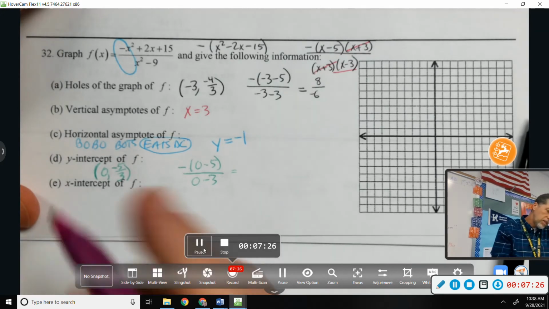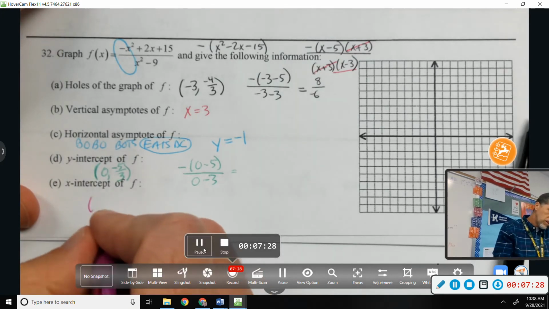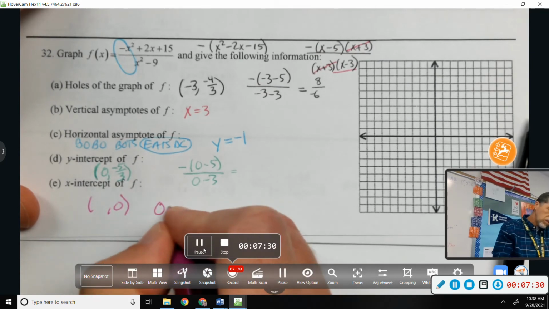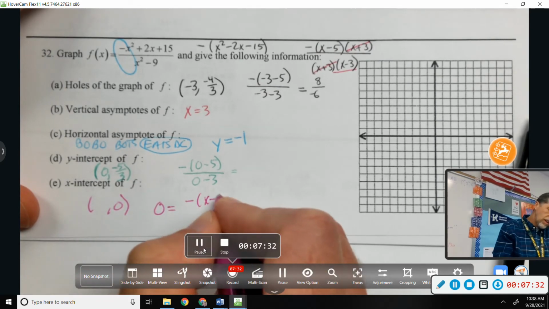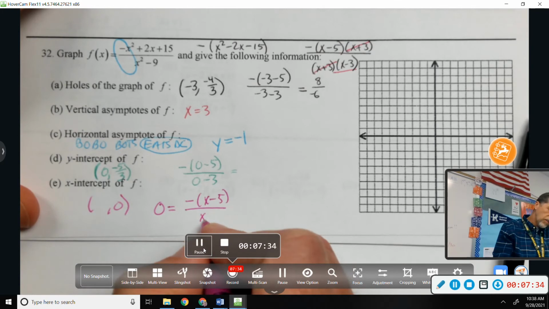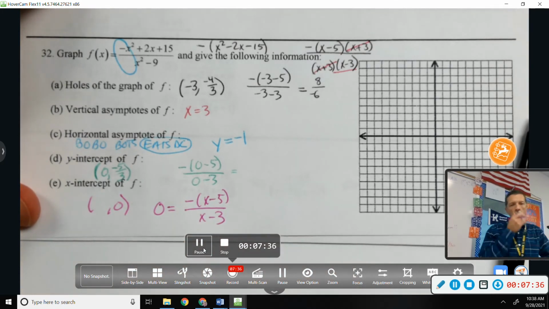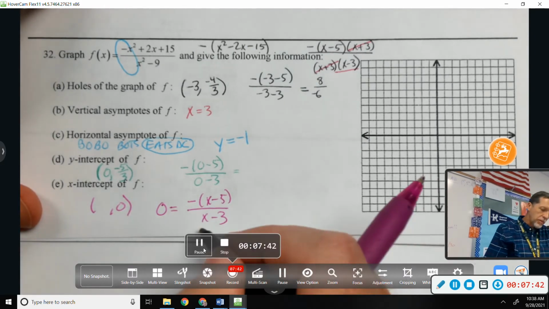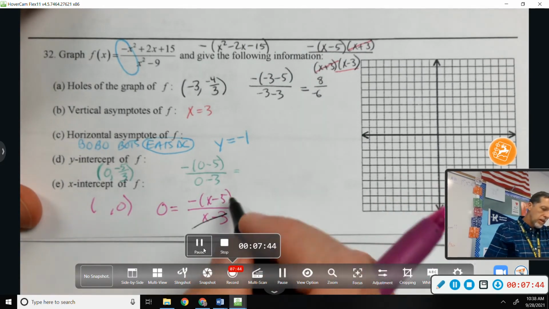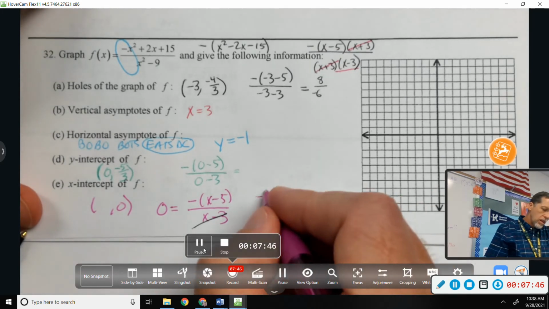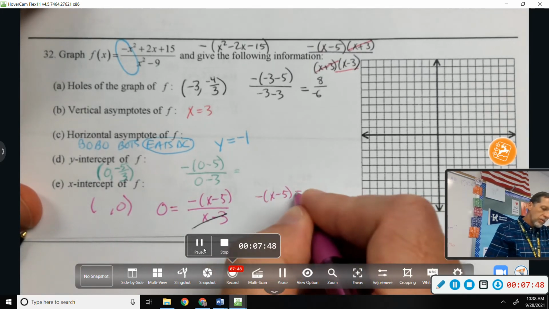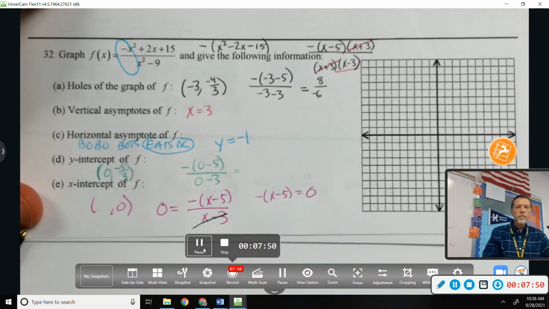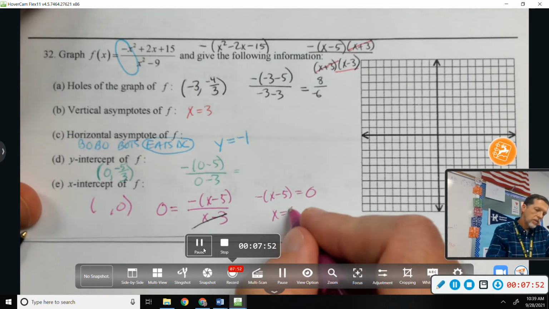X-intercept would be set y equal to 0. So 0 equals -x minus 5 over x minus 3. Again, what makes a fraction 0? The top or the bottom? The top, so I don't really care about the bottom. So if -x minus 5 equals 0, then x equals 5.